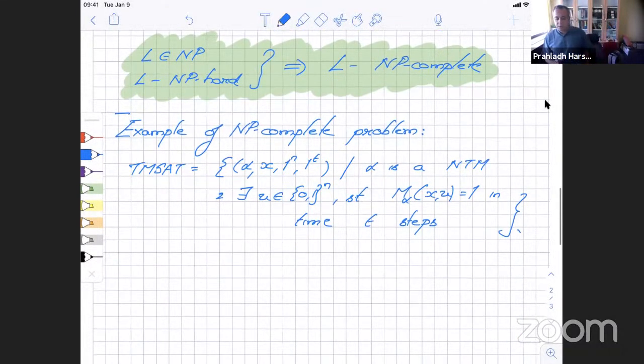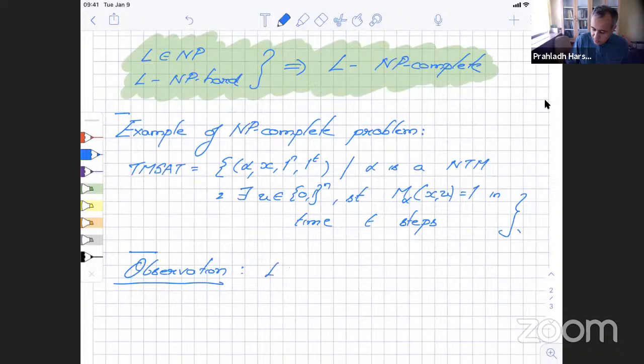Is the definition of this problem clear? So the input instances are 4-tuples: a description of a Turing machine, an input, a bound on the witness length, and a bound on the number of time steps. And I want to claim this is trivially an NP complete problem. It's not even worth a claim, it's just an observation: if L belongs to NP, then L is polynomial time reducible to TM SAT.